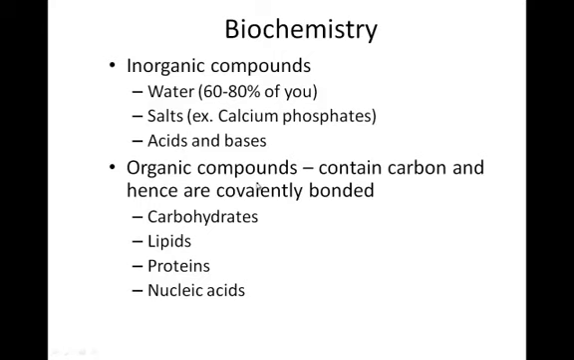Organic compounds are compounds that contain carbon and hence are covalently bonded. Carbon atoms are always going to participate in covalent bonds. Always going to be covalently bonded. So organic compounds are very stable structures. And the types of organic compounds are going to be carbohydrates, lipids, proteins, and nucleic acids.